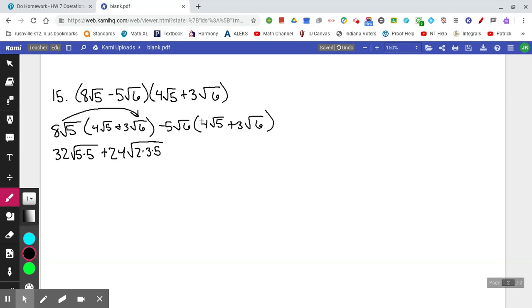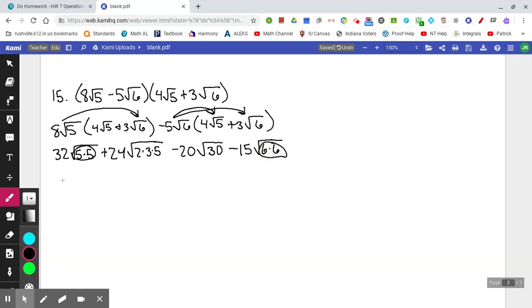Okay, now I need to do my second distribution. This is double distribution. So now I'm going to take negative 5 square root of 6 times 4 square root of 5. So negative 5 times 4 is going to give me negative 20. And then under the radicals, I'm going to have square root of 6 times 5, which is just going to be the square root of 30. We already know that doesn't break down. And then I'm going to distribute again. Negative 5 times positive 3 is negative 15. And then the square root of 6 times the square root of 6 is going to be the square root of 6 times 6. Okay, so looking for anything that can break down.